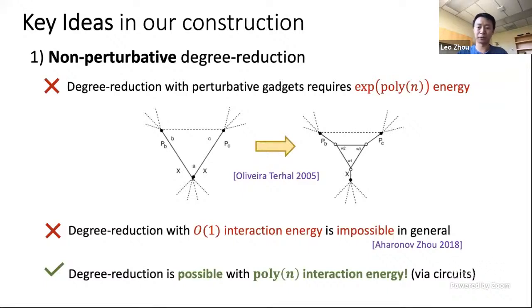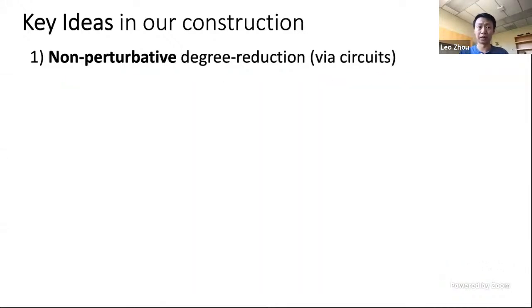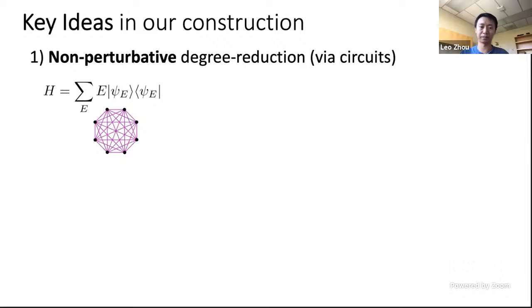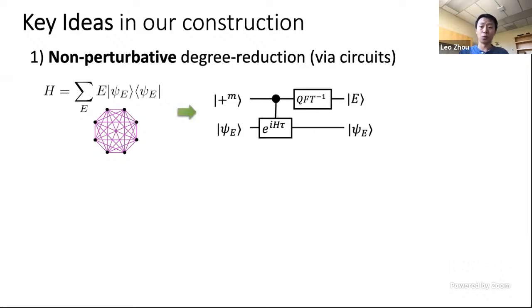Nevertheless, we developed a way to perform degree reduction with only polynomial interaction energy, and this is done via circuits, which I will explain now. So the idea is to take any target Hamiltonian, which can be arbitrarily interacting, doesn't matter. I have written it down here as a decomposition into eigenstates, but I don't need to know them explicitly. We can then consider the quantum phase estimation circuit running on the unitary e^{iHτ}. What this circuit does is that it takes any eigenstates of H as input and writes down the energy eigenvalue as a bit string on some ancilla.